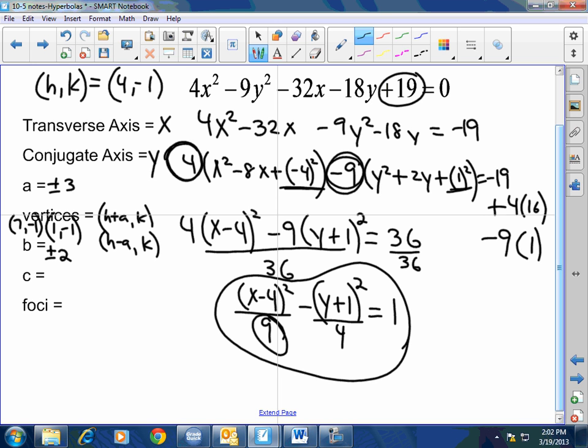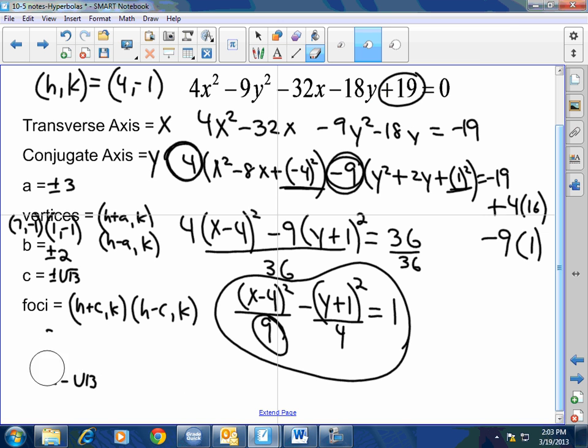Don't worry about finding the covertices because there are no covertices. That B we use for graphing purposes. Now the foci. How do I get the foci? Well, C squared equals 9 plus 4. So C is going to equal the square root of 13. So that's plus or minus the square root of 13. And just like the vertices, the foci, when you have an HK center, it's H plus C comma K and H minus C comma K.